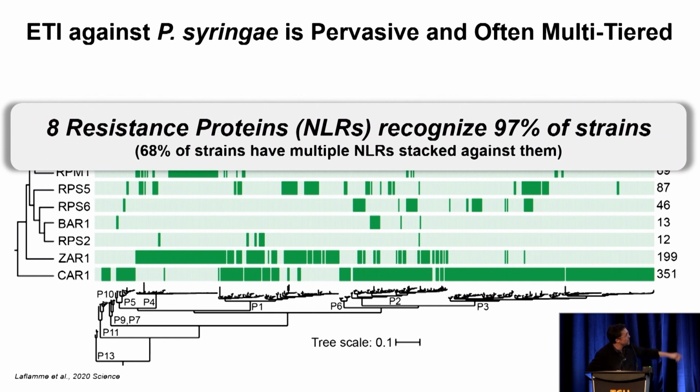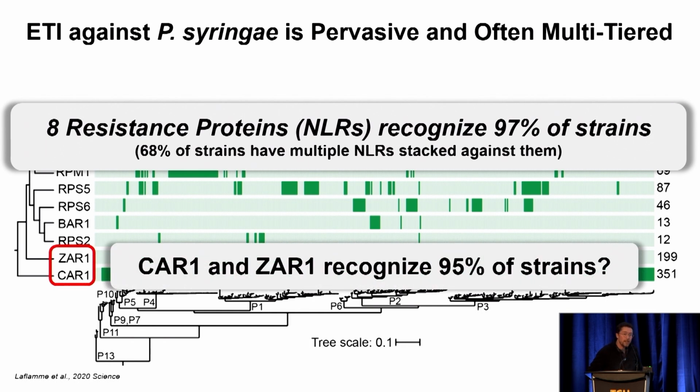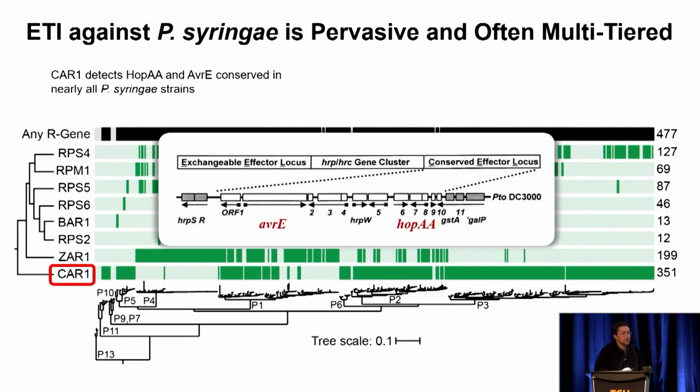And if you look at the bottom two there, ZAR1 and CAR1, they can recognize 95% of strains. So 2 resistance proteins could basically confer broad-spectrum immunity against Pseudomonas syringae in Arabidopsis. How do 2 resistance proteins recognize so many strains with such diversity of effectors in them? They use 2 different strategies.